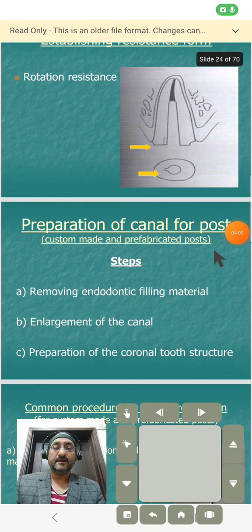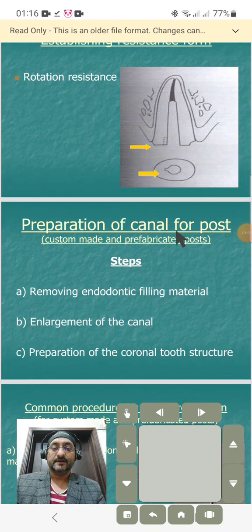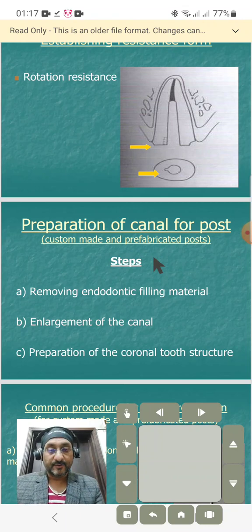Now preparing a canal for the post: custom made post and prefabricated post. When we talk about post, we have two types of post: custom made post and prefabricated post. Custom made posts are basically made individually, and they are specifically made for the canals. Prefabricated posts have a variety of sizes.